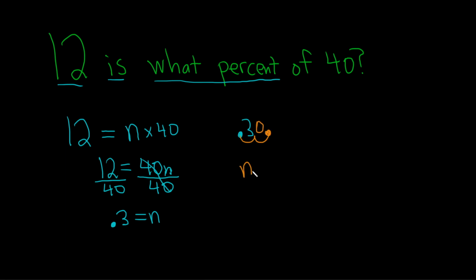So the answer is now n equals 30%. So that would be the answer to this problem. So 12 is 30% of 40.